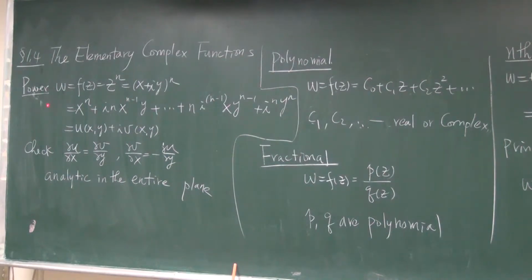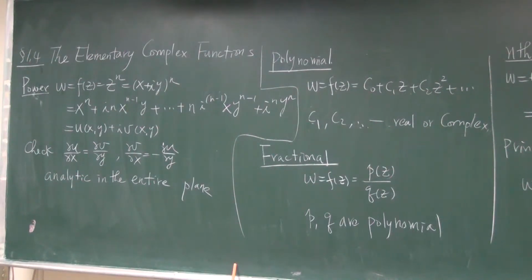The first example is the power function, which means that W equals f(z) equals z to the power n, nth power. We can expand this function in this way and then find the real part and the imaginary part. And then we can check that u and v satisfy this set of Cauchy-Riemann equations. So we know that this function, the power function, is analytic in the entire plane.